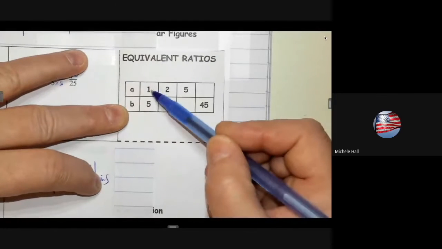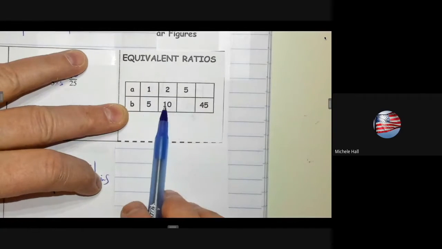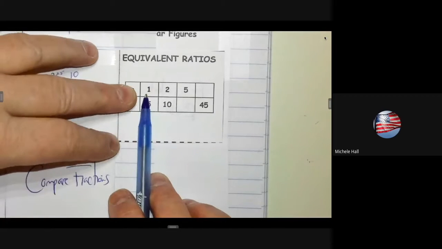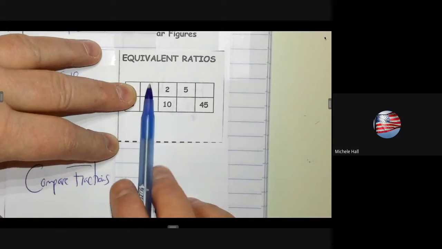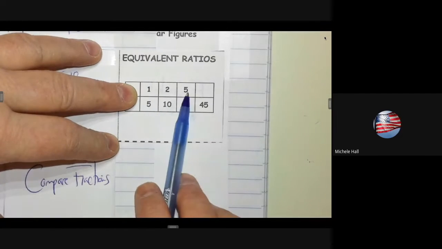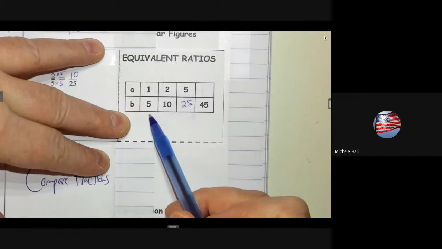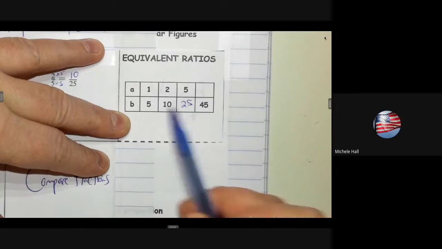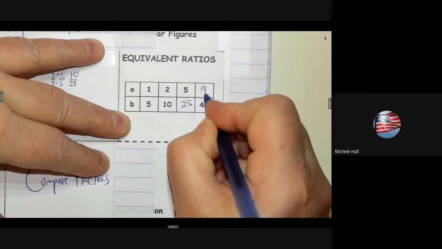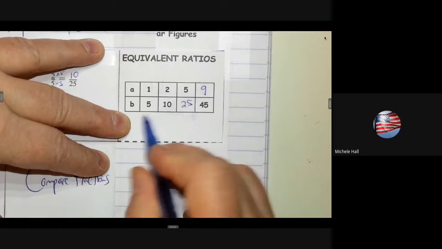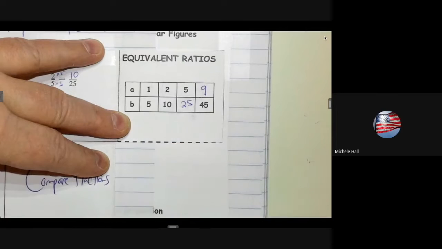We have a chart here to fill in. We can see the main fraction is here, 1/5. 1 times 2 is 2, so 5 times 2 is 10. I'm going to go back to the original again because 2 does not go evenly up to 5, so I need to find something that does. Here, 1 times 5 is 5, so 5 times 5 would be 25. The next one, I can see that 5 to 45 goes up evenly. 5 times 9 is 45, so 1 times 9 is 9. These are all equivalent ratios, and they're all equivalent to 1/5. If I was to reduce each one of these, they would reduce down to 1/5.